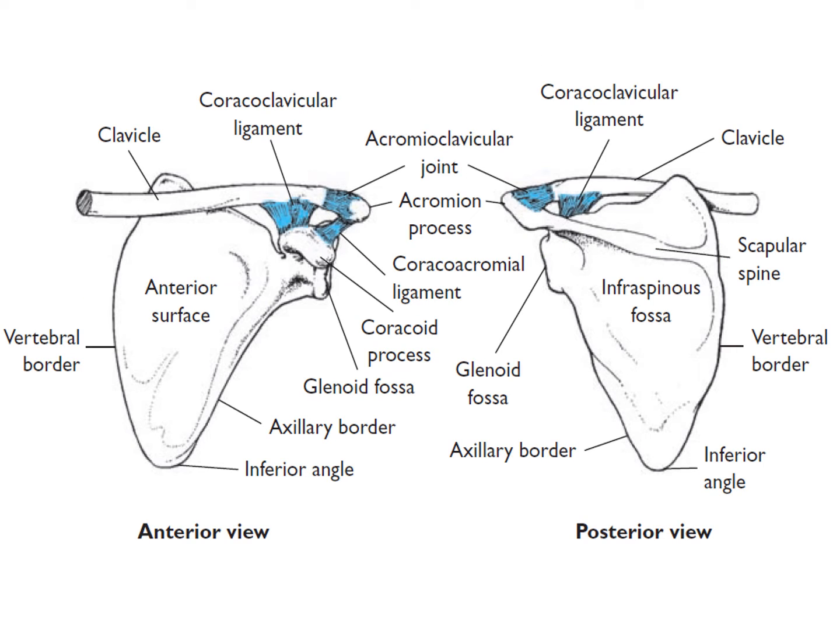This image clearly shows the acromioclavicular joint that is formed between the acromion process of the scapula and the distal end of the clavicle.